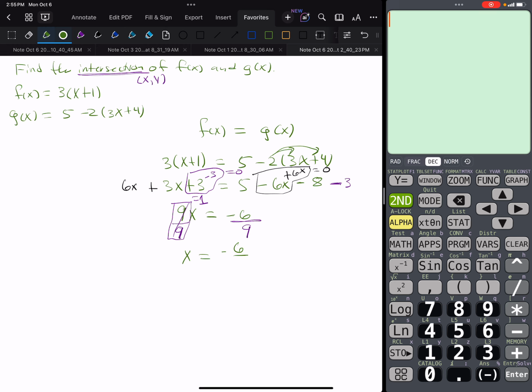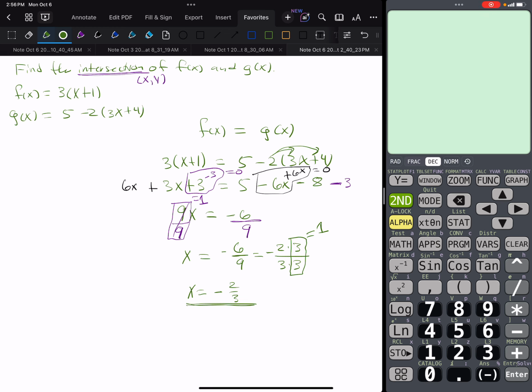-6 over 9, which is close but not quite good enough, because that's the same thing as saying negative 2 times 3 over 3 times 3. And my 3 over 3 there equals 1. And so what I really have is 1 times negative 2/3. And so my x value is actually negative 2/3.